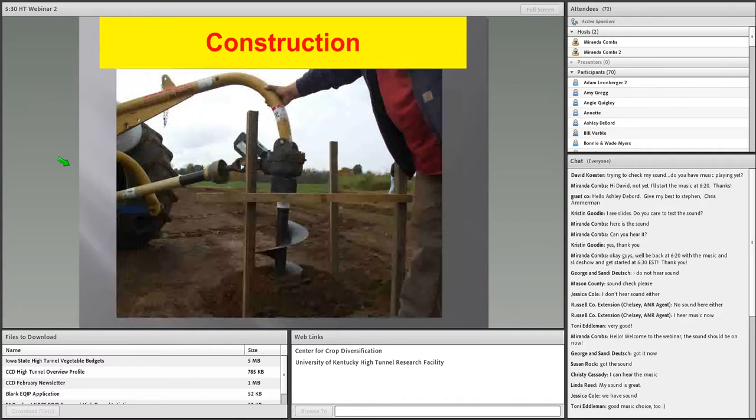So a little further along in the process, once we've identified that spot, when I was in Indiana, we actually used just manpower and used post hole diggers. Here at UK, we actually have an auger, which made the job a little bit easier, to auger the holes out as opposed to digging all by hand. And each of these is going to have 26 ground posts, so that would have been a lot of holes to dig, I can say that.